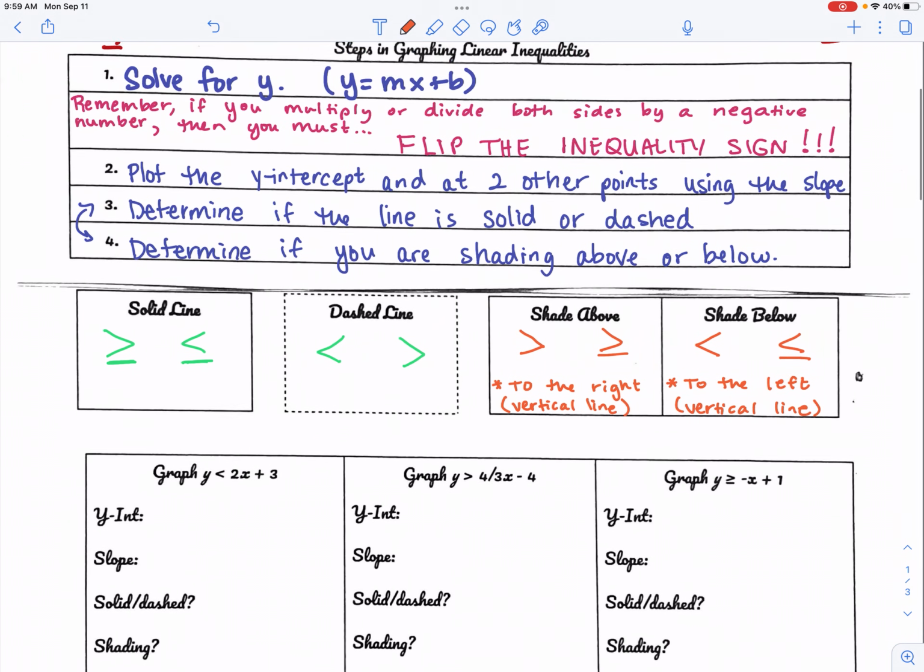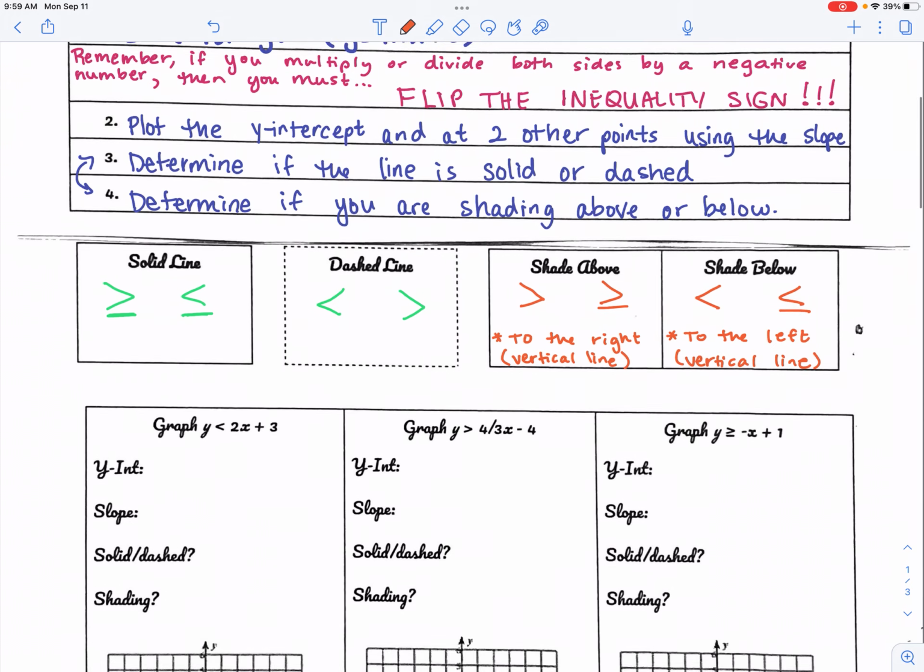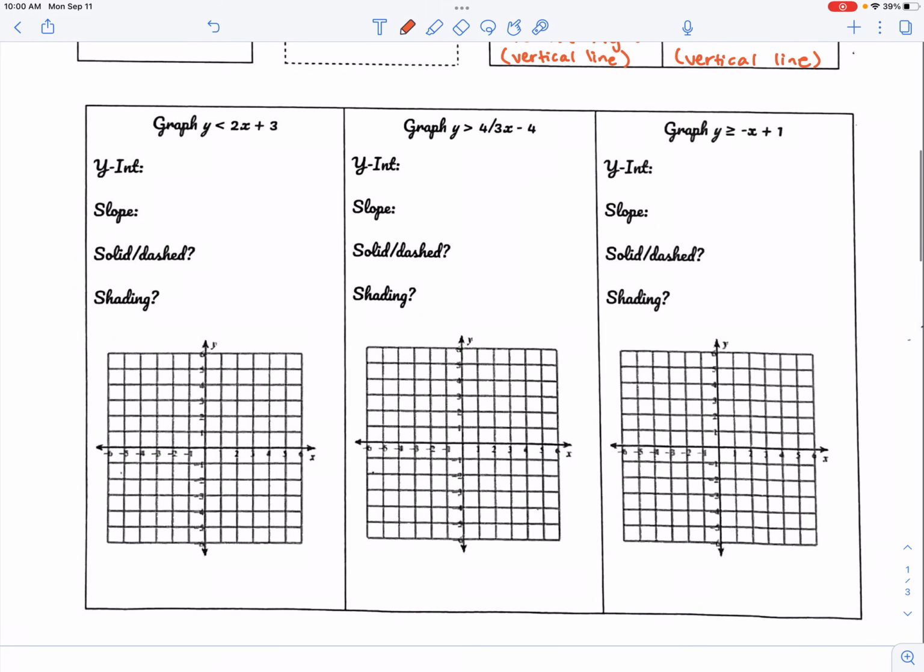So again, following the steps, we need to make sure that we are in slope-intercept form, y equals mx plus b. If not, when we're solving for y, don't forget that rule. If we multiply or divide both sides by a negative, we've got to flip that inequality sign. Next, we're going to identify the slope and the y-intercept, so that helps us plot our points, and then we can determine if we have a solid or dashed line and if we're shading above or below. So for example, if we look at these three inequalities, notice that they are all in slope-intercept form already.